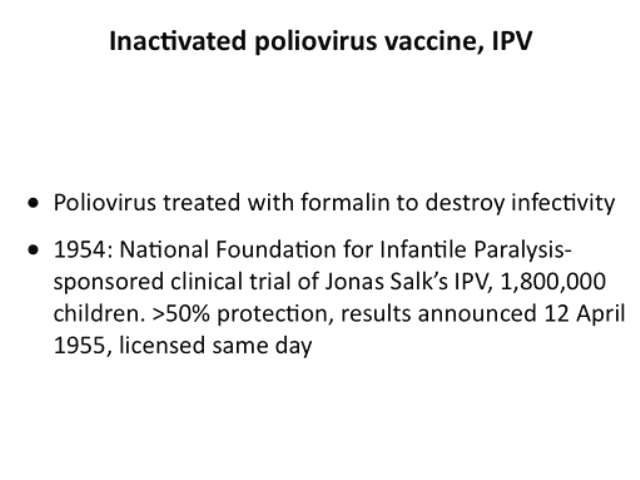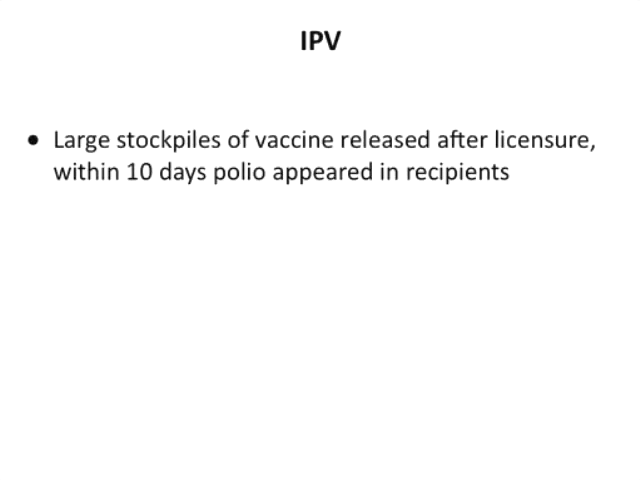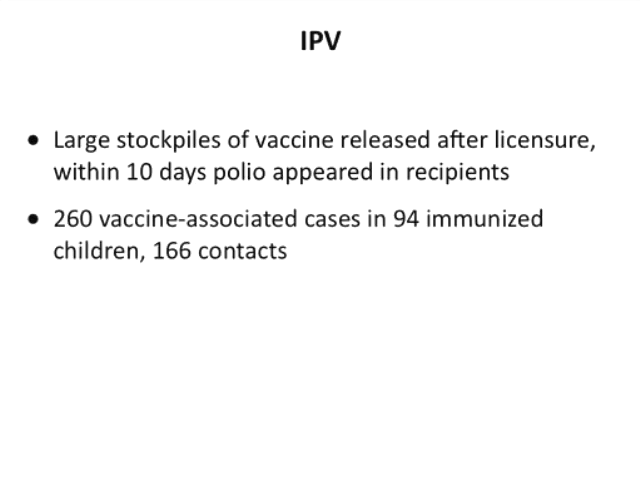Now, to illustrate the kinds of things that can go wrong when you make a killed vaccine or an inactivated vaccine, here were the newspaper headlines that greeted this. This was a very visible disease. Everybody was happy when the vaccine was shown to work. But within a few weeks of release of this vaccine in 1954, polio began to appear in some of the kids who had gotten immunized. And this ended up being 260 vaccine-associated cases in 94 immunized kids and 166 of their contacts. So it spread from the immunized children to others, so obviously it involved infectious virus.